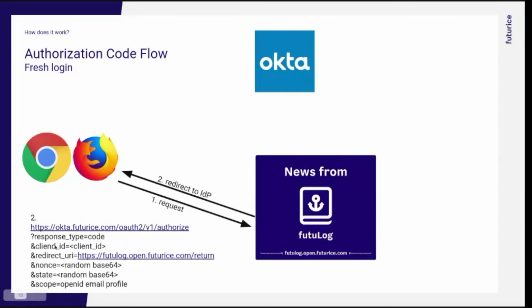Then there's a typo from my side, but you need a client ID, because every client, so a client in this case is futuLog, needs to be pre-registered with Okta. So in our case, I talked to IT, and they set up a new app in Okta for futuLog, and then they gave me this client ID. A redirect URI, this also needs to be pre-registered, because this is where Okta will send a code.